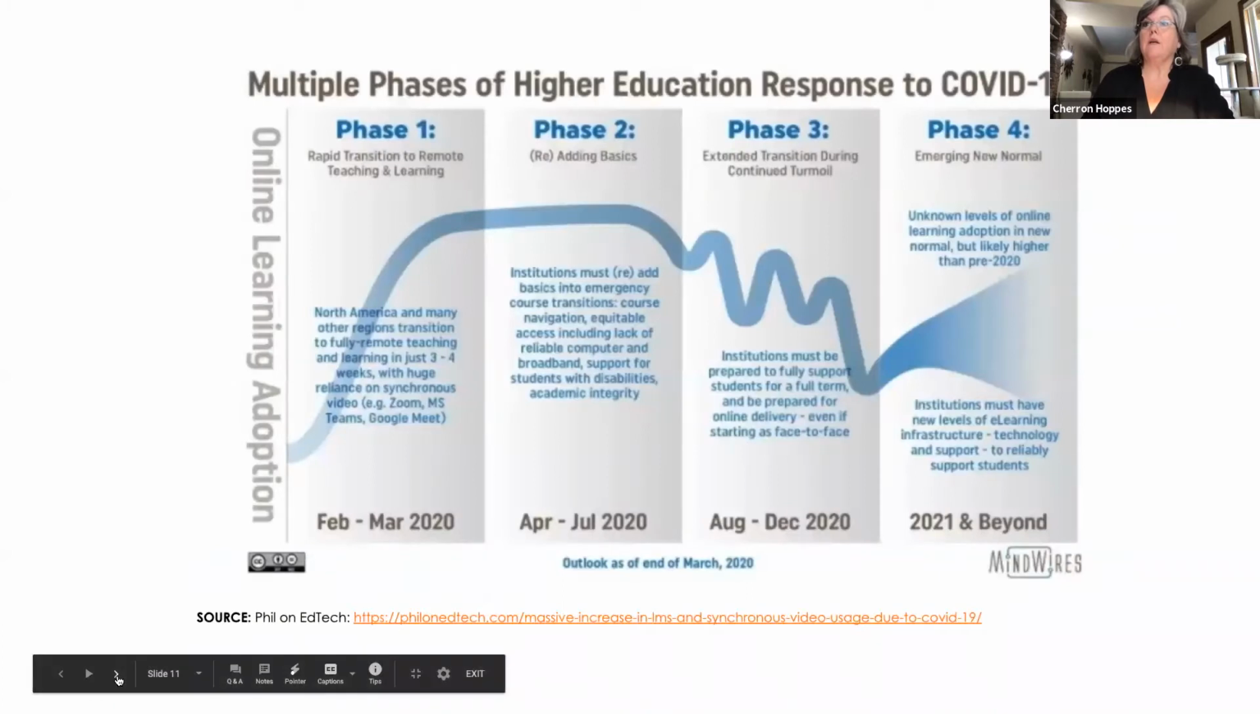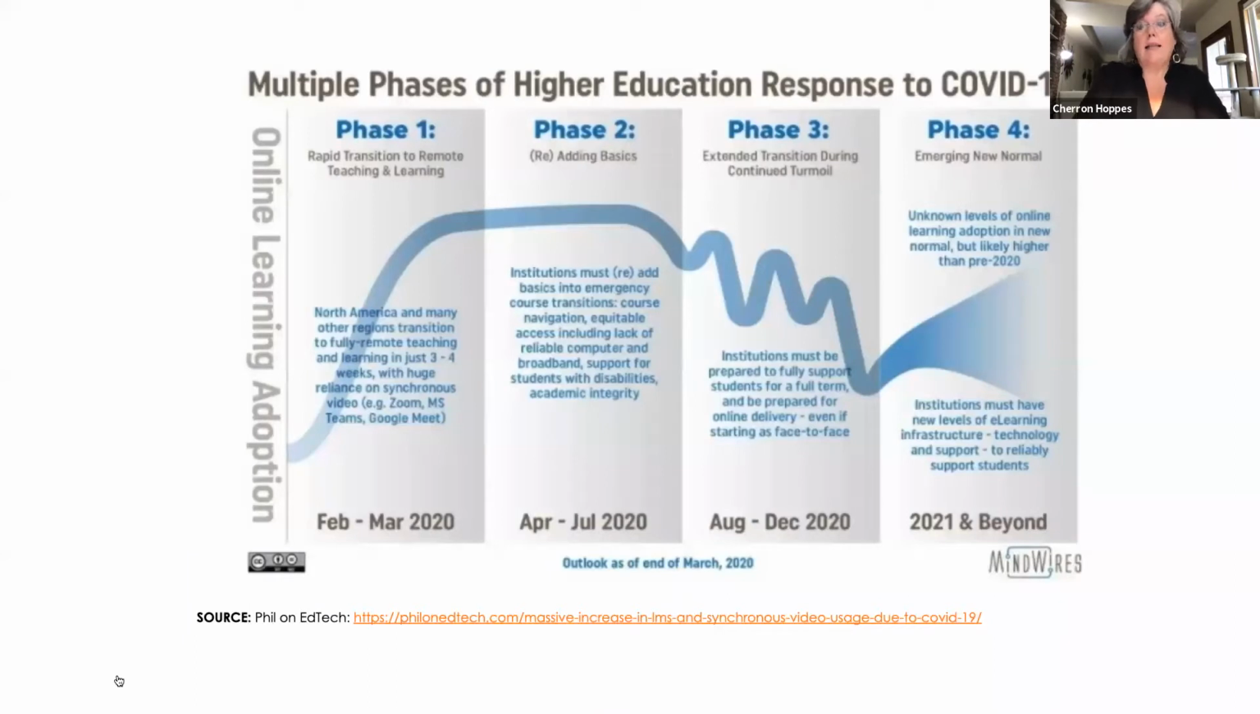This is a great graph from Phil on EdTech. If you all don't follow his blog, I highly recommend it. There's some great stuff in there. But early on, he talked about what we're looking at in terms of where we are in transitioning through this. All of a sudden we woke up and some places had 2 days, some places were lucky to have 2 weeks, but everything needed to move online. And so this was immediate.